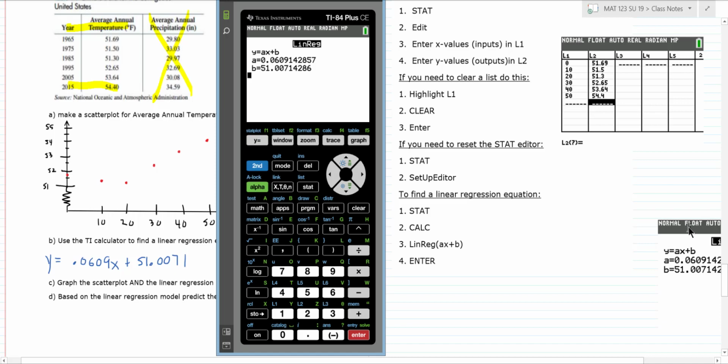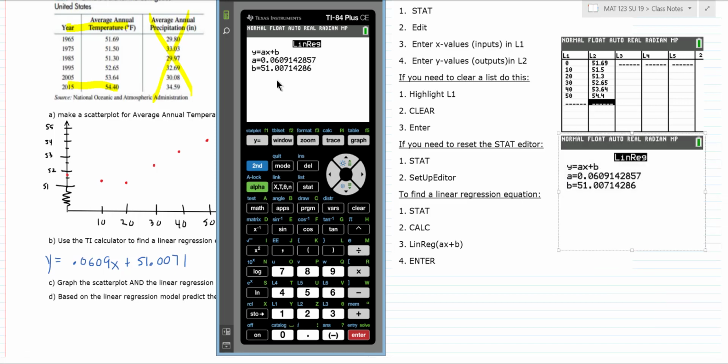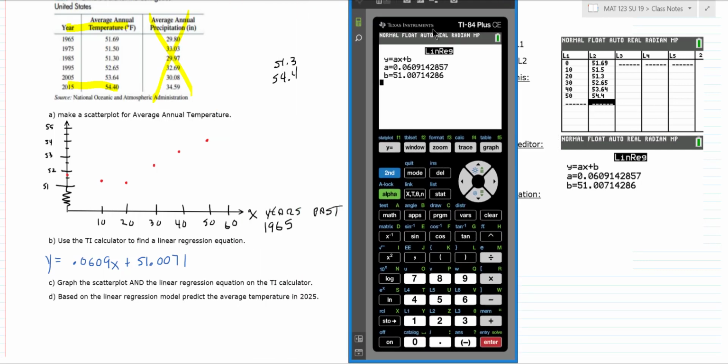Okay, so what I'm going to show you is how to set this up on your calculator next, and then we're going to do a prediction. The next thing I want to show you is how to do this scatter plot on your calculator. The first thing we've got to do is press our window button, and we need to get the window set up the same way we did here.